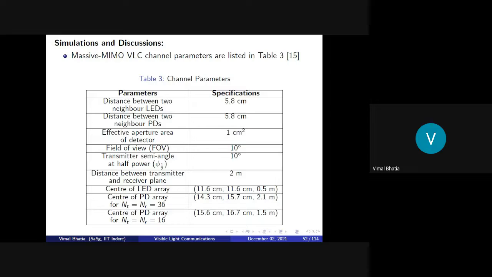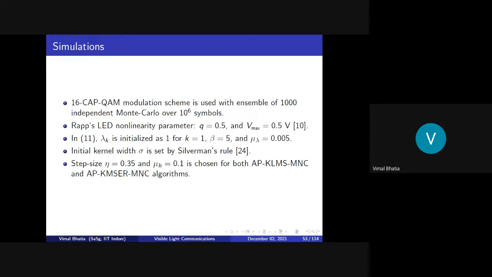We have a distance between two LEDs of 5.8 centimeters, and a distance between two photodiodes at the receiver again of 5.8 centimeters. The effective aperture area of detection is 1 centimeter square, the FOV is 10 degrees, and the transmitter semi-angle at half power is 10 degrees. The distance between the transmitter and receiver plane is 2 meters. The center of the LED arrays is 1, 1.6, 1.65 meters. These are some of the geometries of the channel that we have chosen, given in reference number 15. You can look at them; I think it is from the standard, or from the paper which went into the standard implementation.